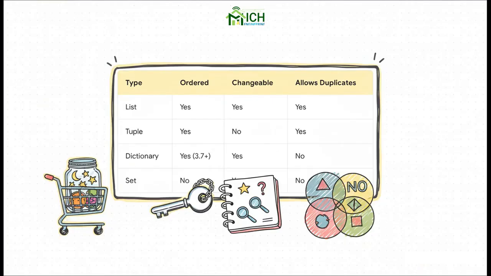Okay, so here's the deal. We've got 4 basic options on the table: lists, tuples, dictionaries, and sets. The whole game is just knowing which one to grab for the job at hand. Are you going to need to change things later? Does the order of items matter? Can you have duplicates? The answers to these questions are going to point you to the perfect container every single time.